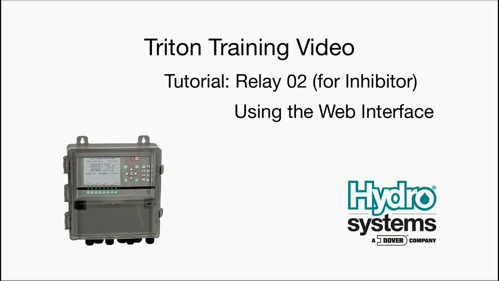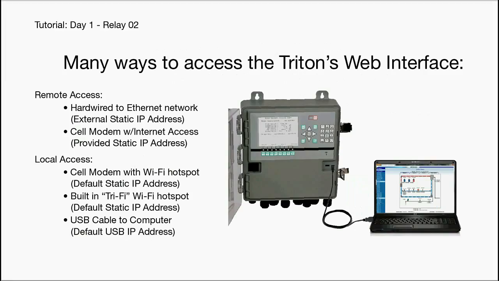This is a tutorial video, part of the Day 1 series. It shows two control modes for using Relay 2 to activate an inhibitor pump. Since there are so many ways to access the Triton's web interface, and the web interface is so easy to use, we'll demonstrate how to set up Relay 2 to activate an inhibitor pump using the web interface. If you are using the Triton's front panel menus, however, the settings are the same.